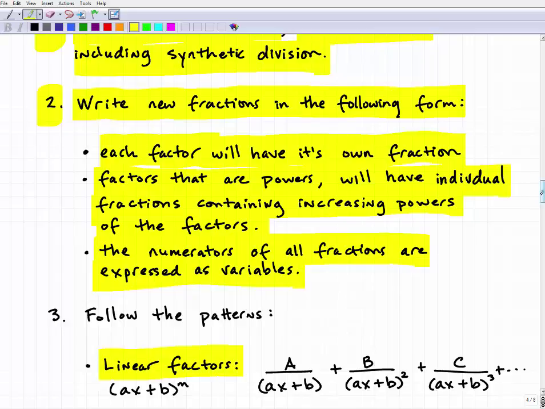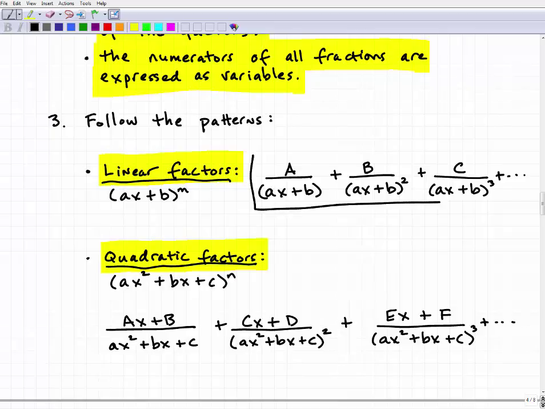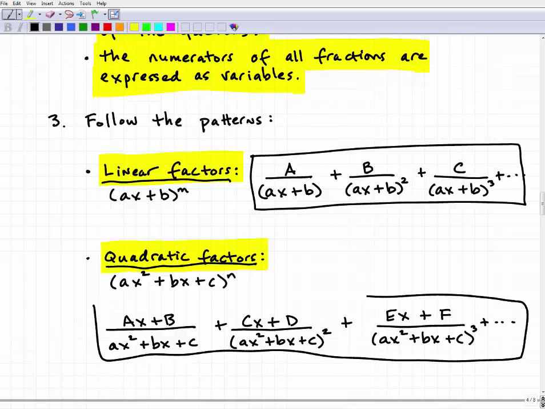There are 2 basic factors that we're going to be looking at. I want you to get used to seeing this. The first is linear factors and the second is quadratic factors. This is a linear factor right here, ax plus b to the m power. When we have factors of this, we're going to be using this pattern. And then when we have quadratic factors, we're going to be using this pattern. Now a bunch of variables and all that kind of stuff, don't let this scare you. It's not as difficult as you think.